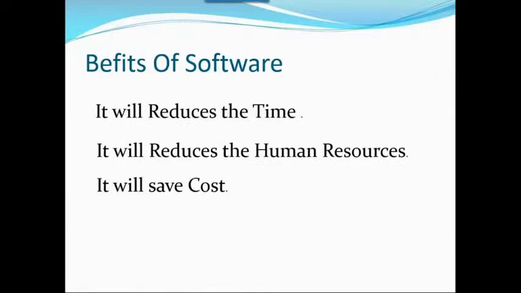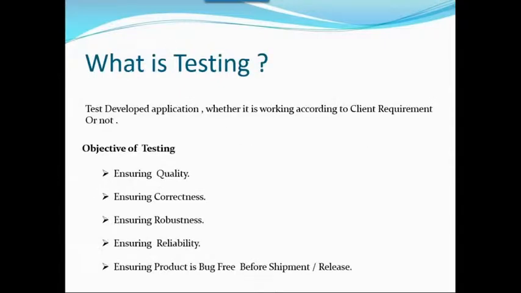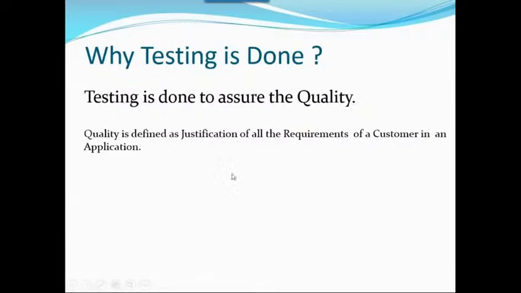How do you define the quality? How can you say you are getting a quality product? It must be bug free. Justification of all the requirements of a consumer or customer. Yes, justification of all the requirements, and you can also say it's bug free. But how can you define the quality? It means you need to justify all the requirements.